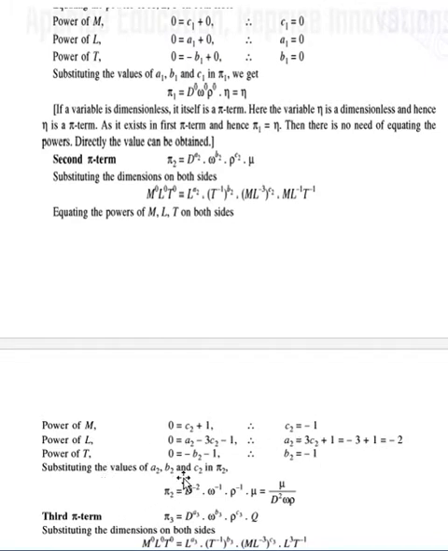Then putting the values of a2, b2, c2 in the pi 2 term, pi 2 is equal to d to the power minus 2, w to the power minus 1, rho to the power minus 1 into mu. As we know, this term is in the numerator. If we move it to the denominator, d to the power minus 2 is converted into d square, similarly w to the power minus 1 is converted into w, and rho to the power minus 1 is converted into rho. Therefore, the pi 2 term is equal to mu upon d square into w into rho.